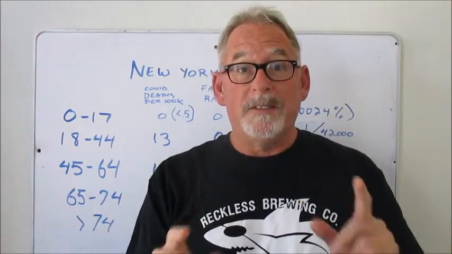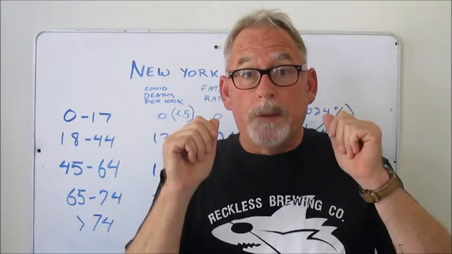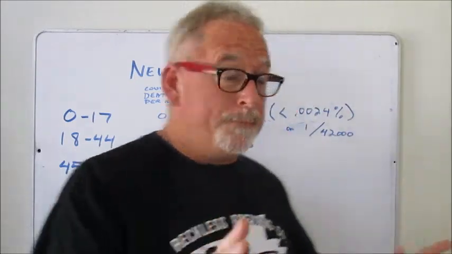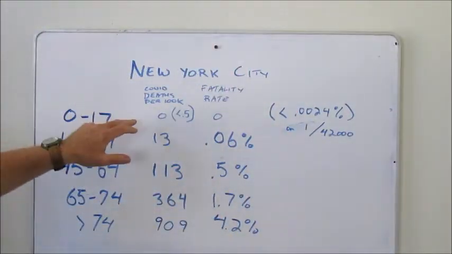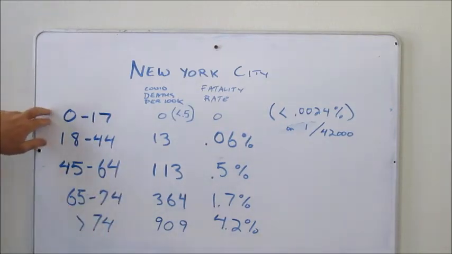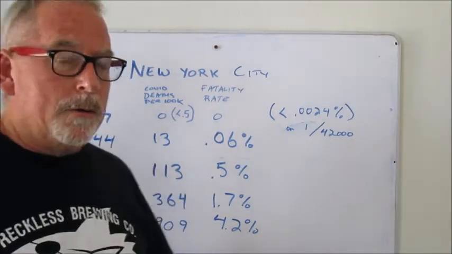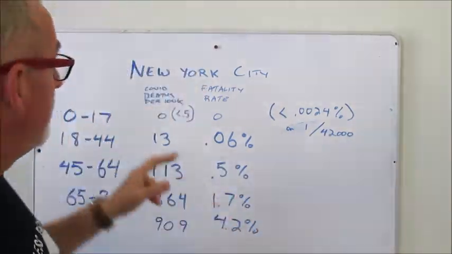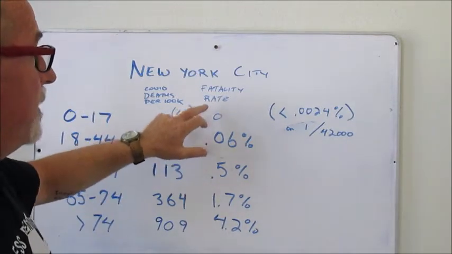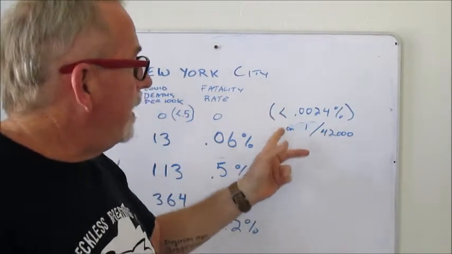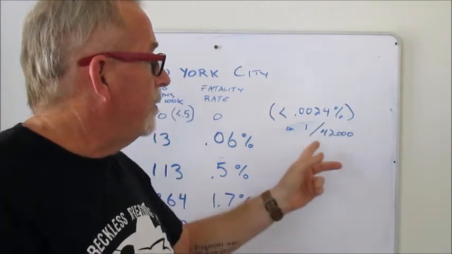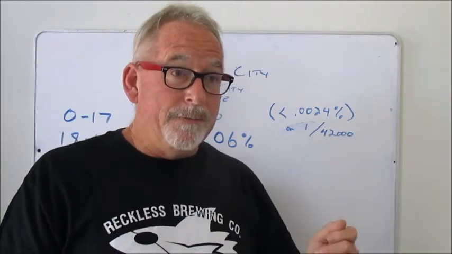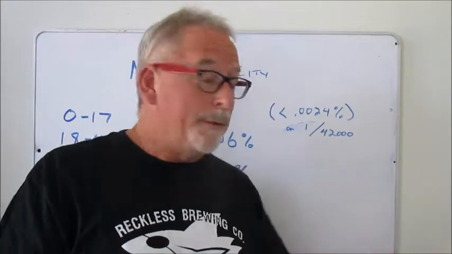But something that's even more cool is this New York City data is broken down by age group. So we can calculate the fatality rate for different age groups, because we have the COVID deaths per 100,000 for these different groups. So from 0 to 17, the data I found was 0. It's probably not totally 0. I'm guessing they rounded down. So let's say it's less than 0.5 per 100,000. So instead of having a 0 fatality rate, I calculated a less than 0.0024%, which is less than 1 in 42,000 infections. So it is a number, but it is a very small number.